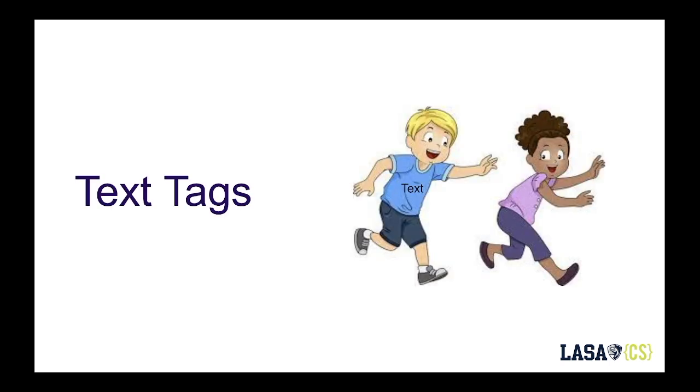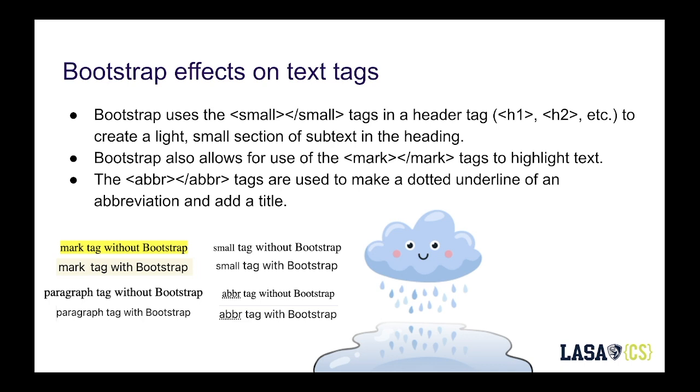Next, we're going to talk about some of the tags that you can add to your text to spruce it up a little bit. Bootstrap adds custom effects on a lot of the common tags that HTML includes. For example, the small tag in typical HTML can be used in Bootstrap to make a smaller and lighter section of subtext in the heading. This is what the small tag looks like without Bootstrap. You can see the text is still smaller, but with Bootstrap, the font has changed a little bit, and the small tag is still applied.